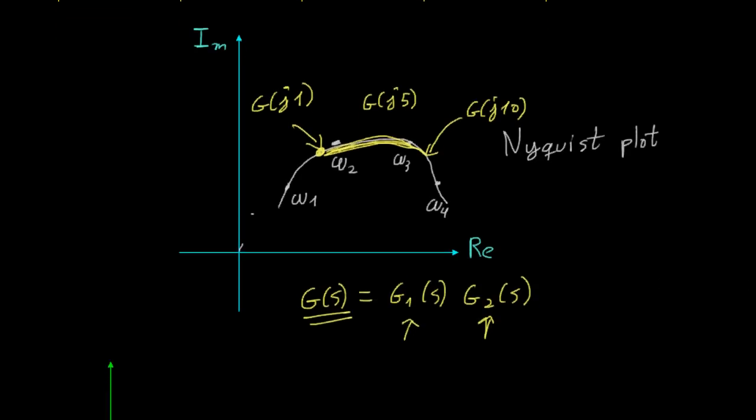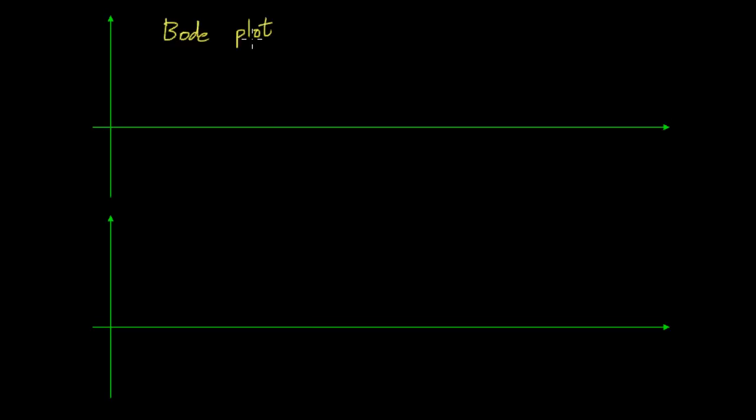And for those reasons, Hendrik W. Bode came up with the idea of a different graph, a graph that shows explicitly all the frequencies, and in which the curves of the factors, the curves of G1 and G2, can be added up to yield the frequency response of G of s. And the idea is to use not just one plot, but two of them. One for the gain of the system at each frequency, and the other for the phase shift.